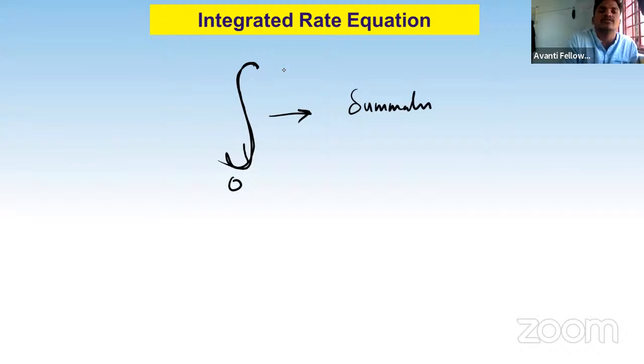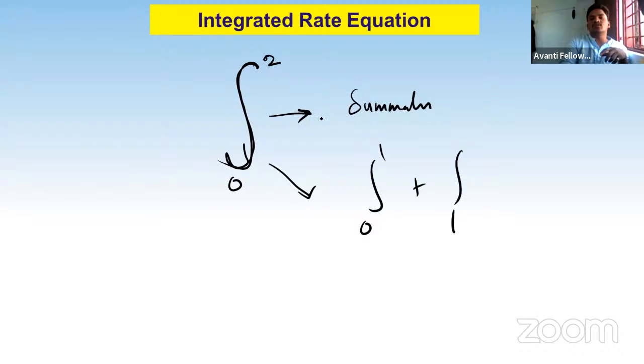Let's suppose you are calculating the interval 0 to 2. If you are having some range of values, what will you do? 0 to 2 is happening, so I can divide it into intervals: 0 to 1, I will see what is the change, and from 1 to 2 what is the change. But you don't know what the function is here.